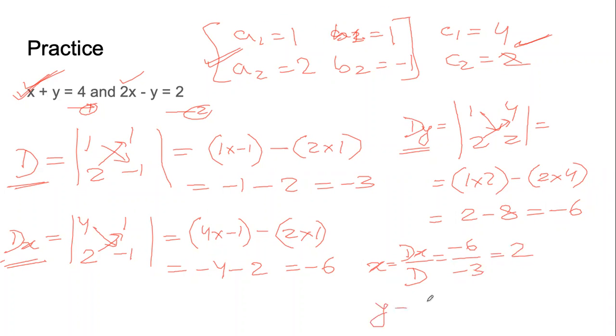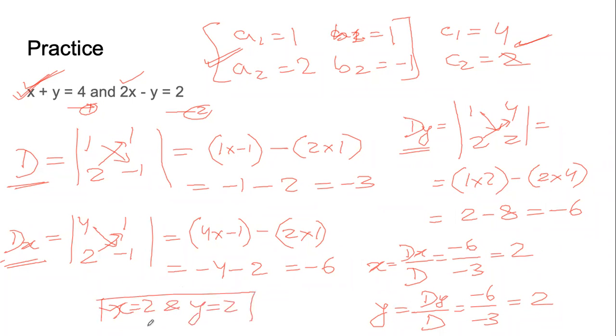To find the value of y, dy by d. Value of dy is minus 6. Value of d is minus 3. 6 by 3 is again 2. So we can say x equals 2 and y equals 2 is the solution. So we have solved the same equations in substitution method, elimination method, determinant method. We are getting the same answer.